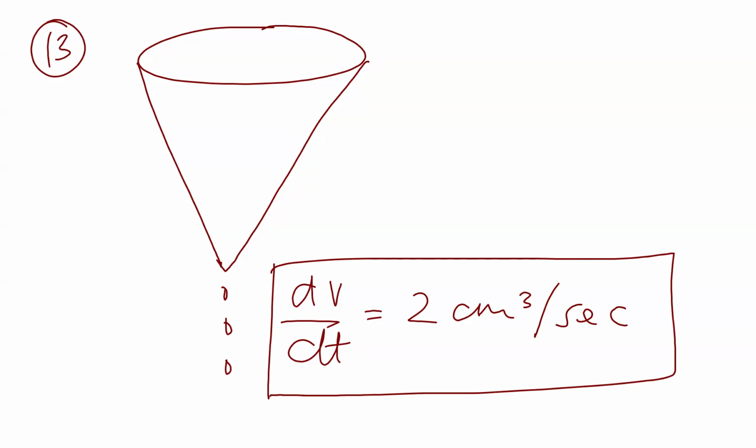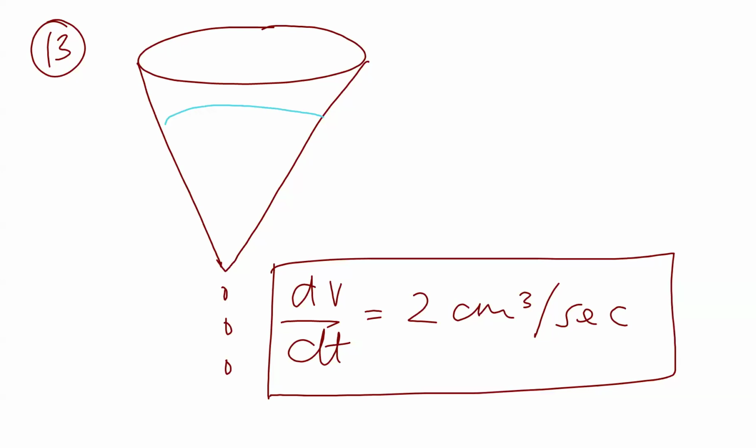That is given. When the slant height of the water is 4 centimeter. Now, initially the slant height of the water is 4 centimeter. Find the rate of decrease of the slant height of the water when the vertical angle is 60 degrees.